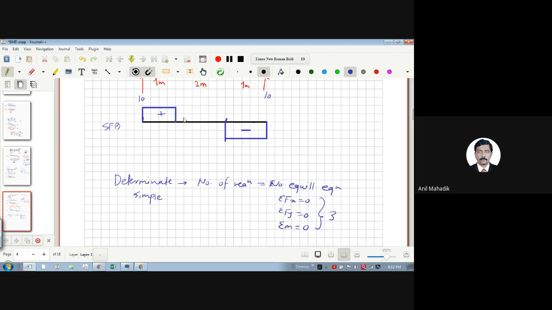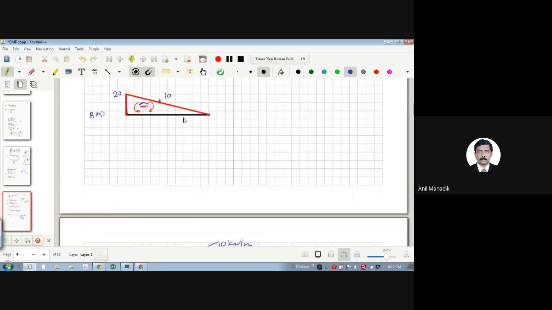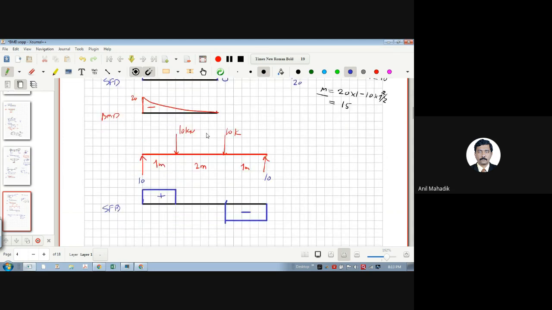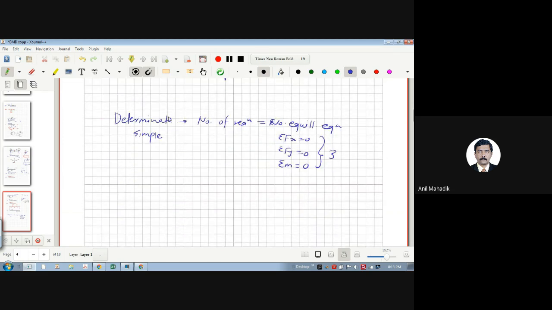In the problem we just took, ideally speaking, how many reactions are there? 2 reactions, yes. There is a third also, but it will come out as 0. This H is 0. So there is H, V and M. So there are 3 reactions, V, H and M, and 3 equations. So this is a determinate structure, a simple structure we can say.